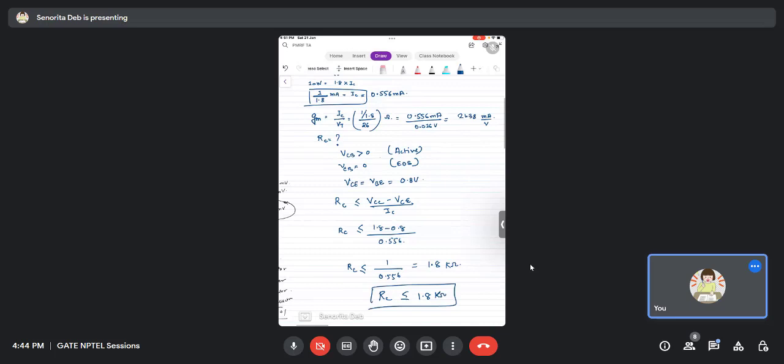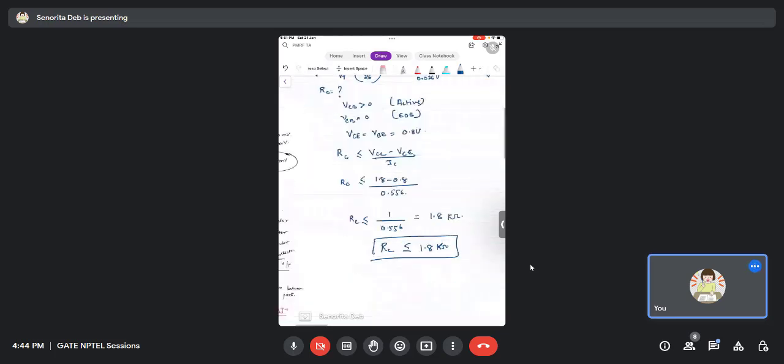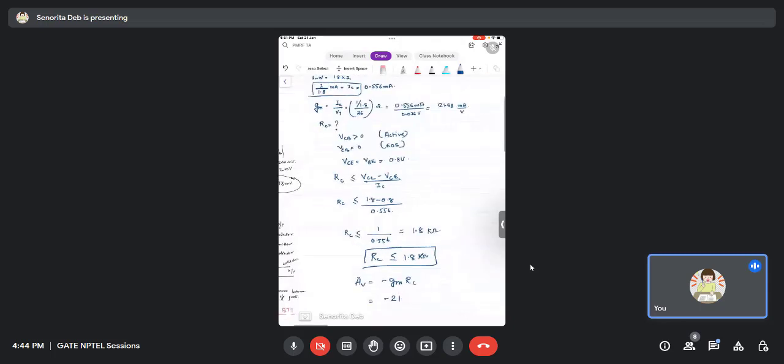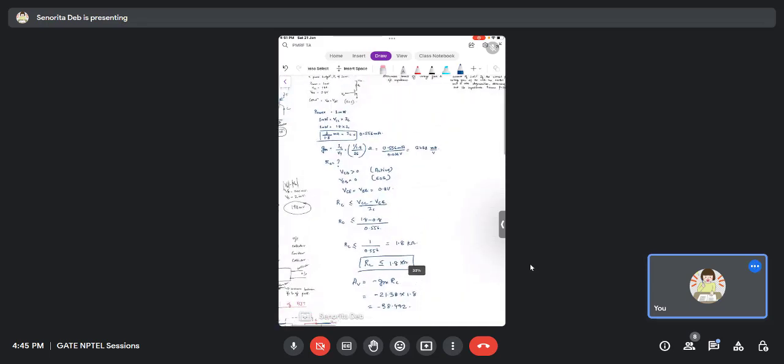Now if you find AV, what is it? It is minus GM RC. Tell me what is the AV? Minus 21.38 into 1.8. This is the solution.